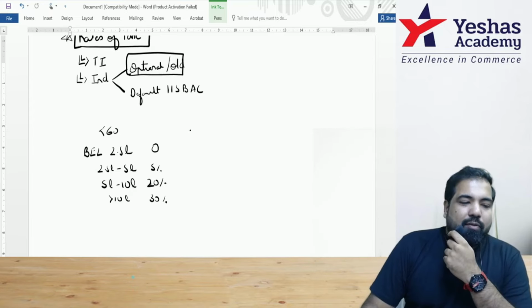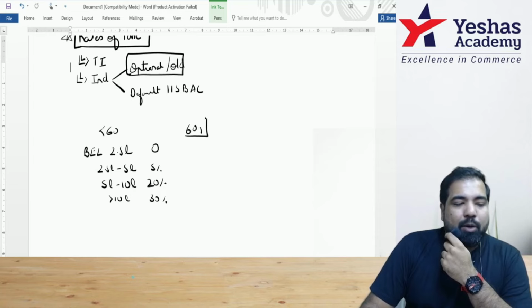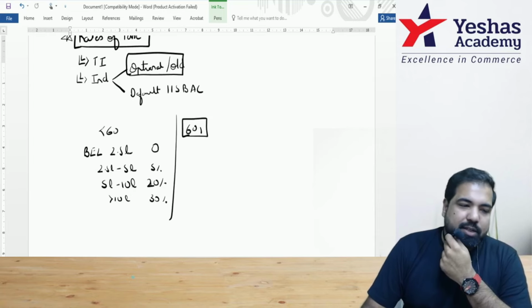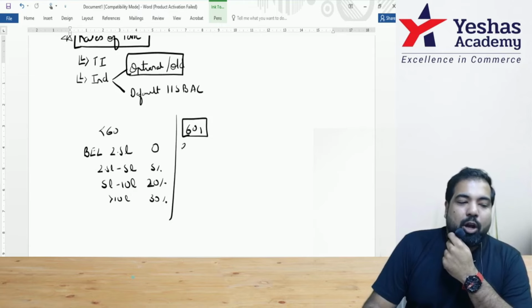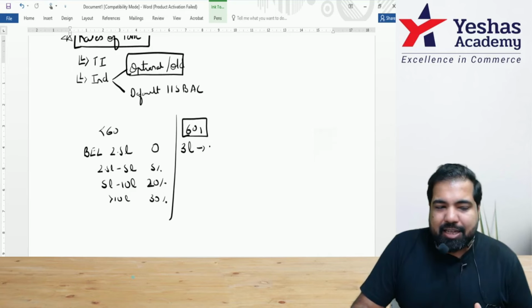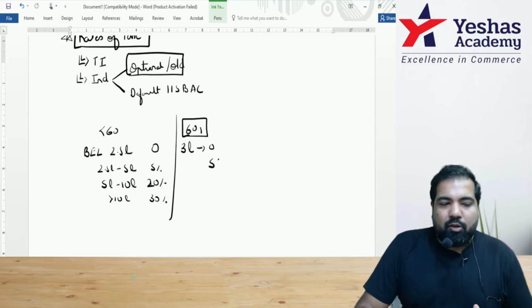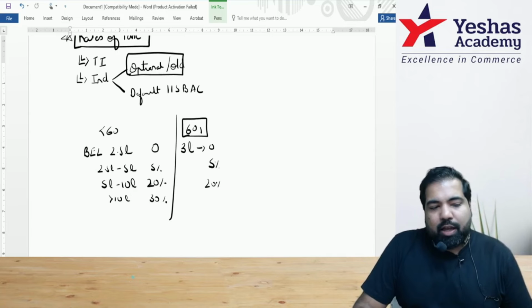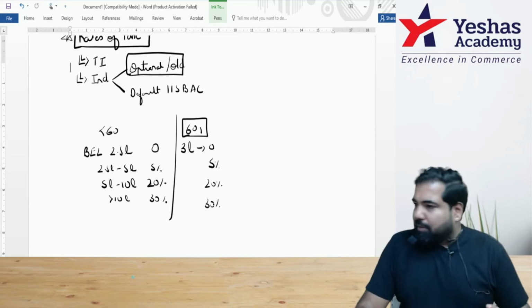Next, guys, if you're someone who's 60 years or more but below 80 years, then you're called a senior citizen. Only one change: your basic exemption limit now becomes 3 lakh. So there's certain extra income you can earn by paying how much percent tax, guys? 0. Then 3 to 5 is 5%, 5 to 10 is 20%, and more than 10 is the same 30%. So only one change here.